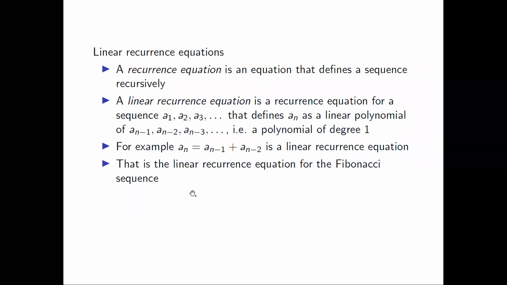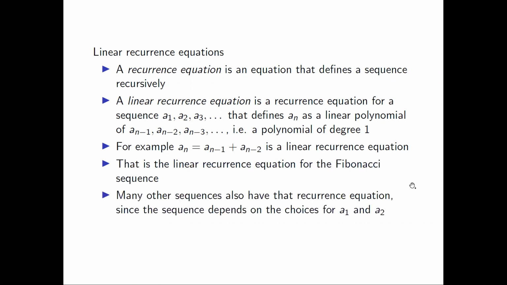Notice that the linear recurrence equation in the third bullet, A sub n equals A sub n minus 1 plus A sub n minus 2, is the linear recurrence equation for the Fibonacci sequence. And we'll talk more about that sequence later. There's also a lot of other sequences that have that exact same linear recurrence equation. The way to make it the Fibonacci sequence is to choose specific values for A sub 1 and A sub 2, or A sub 0 and A sub 1, depending on where you want to start the sequence. And if you don't choose the initial values for the Fibonacci sequence, like 1 and 1, you'll get a different sequence.